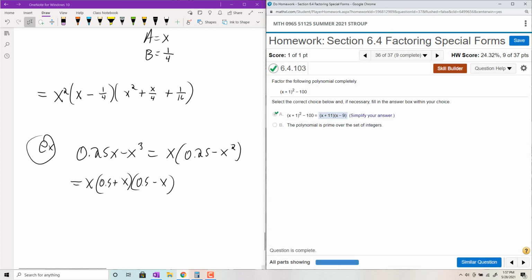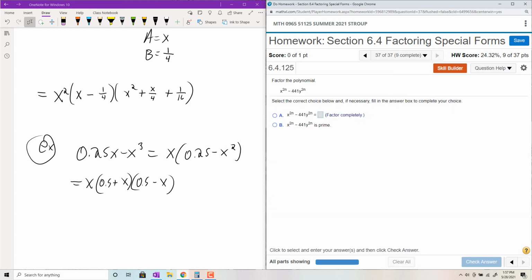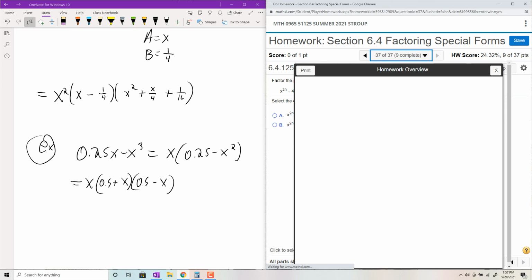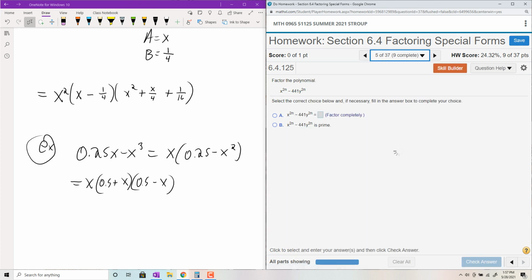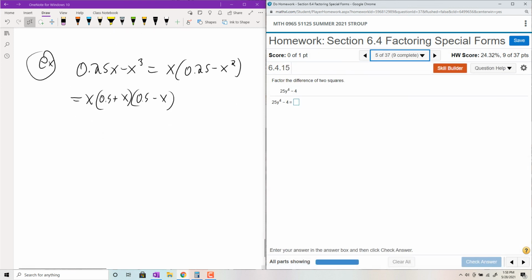Anything else weird? I did that one. I did that one. Let me do a random one. Okay, so this is a difference of squares. This will be the last one, and I'll let you go.